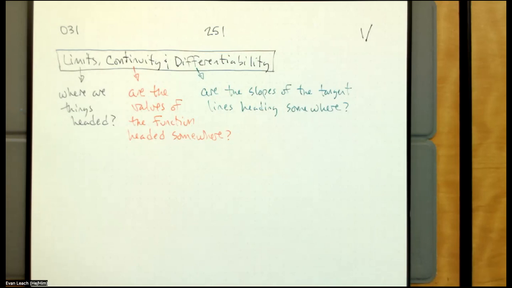Intuitively, limits are just asking the question, where are things headed? Continuity and differentiability have to do with, are things headed to the same place from both sides? That's really what it comes down to. Continuity is about the values of the function. Are the values of the function from the left headed to the same place as the values of the function on the right? In the category of differentiability, this takes it one step further. Are the slopes of the tangent lines headed to the same place?